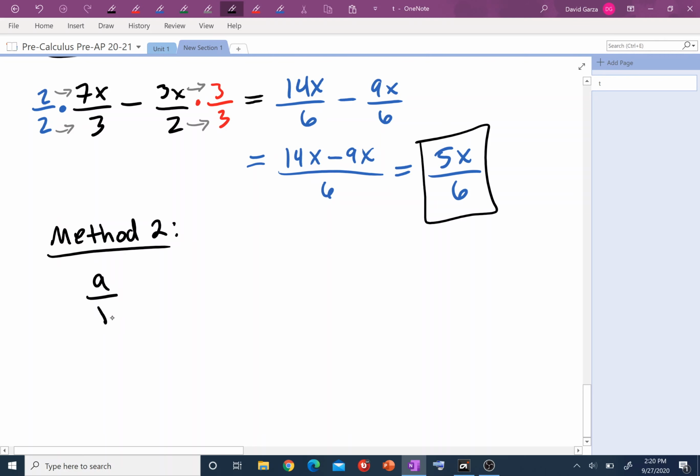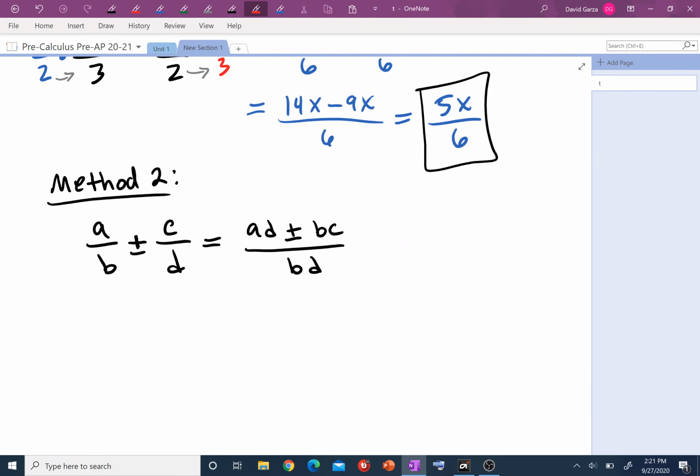And the method basically looks like this. If you have a over b, and you're adding or subtracting, right? So plus or minus some other term here, c over d, then you can cross multiply, and this would be AD plus or minus BC, divided by BD. In other words, we cross multiply, and then at the bottom we just multiply across, like this. You're multiplying these two terms, and then these two terms, and then finally these two.